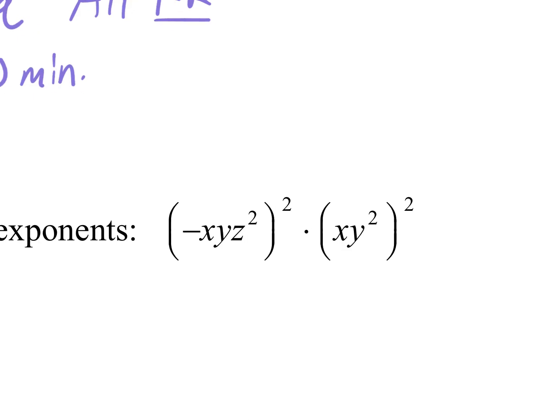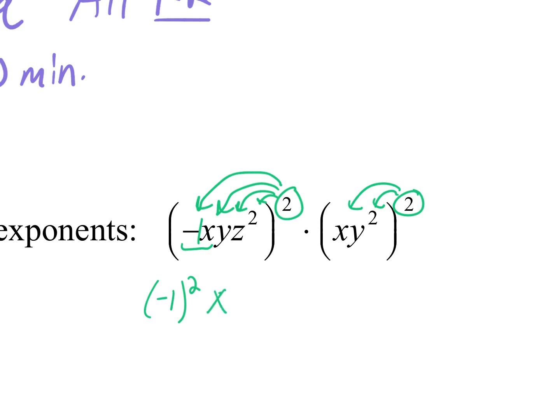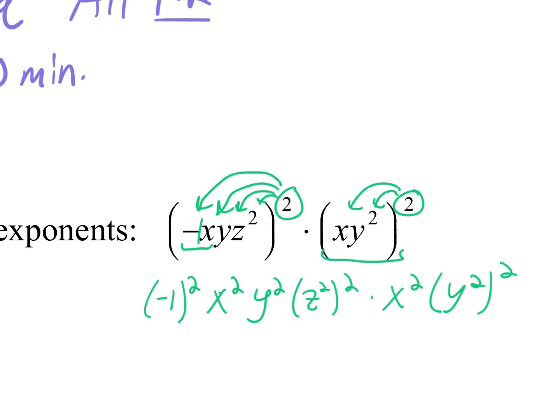Sure, yeah, I like that. Let's distribute the exponents. So I'm going to take this 2 that's on the outside, and it's going to go to every single term. This -x you can treat as the base, or you can treat it like -1, right? If you think that's going to confuse you, you can treat it like -1 every single time. So I'm going to do that. This 2 is going to go to every single factor, same exact thing with this 2. And then writing it all out, we get -1 squared, x squared, y squared, and then z squared squared. For this one, we get times x squared, and then times y squared squared.